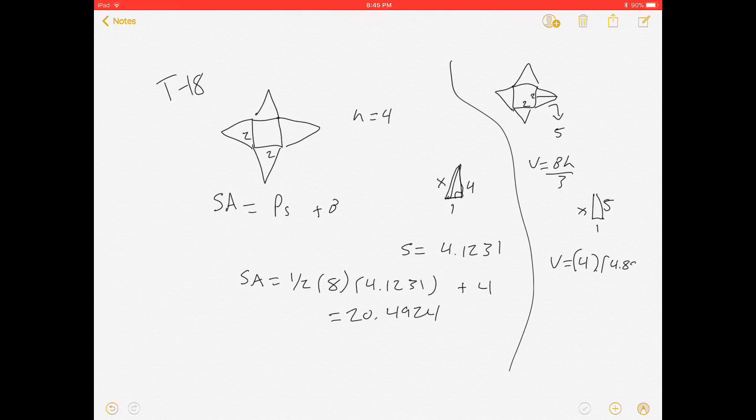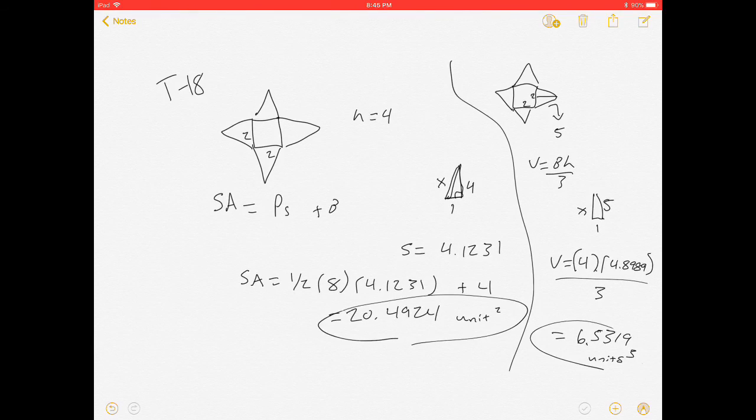So volume equals 4 times 4.8989 divided by 3, which equals 6.5319 units cubed. I should have had units squared on the other one. Well, thank you for watching.